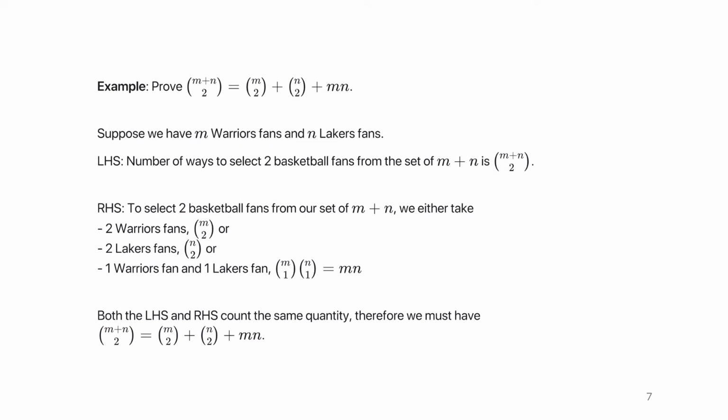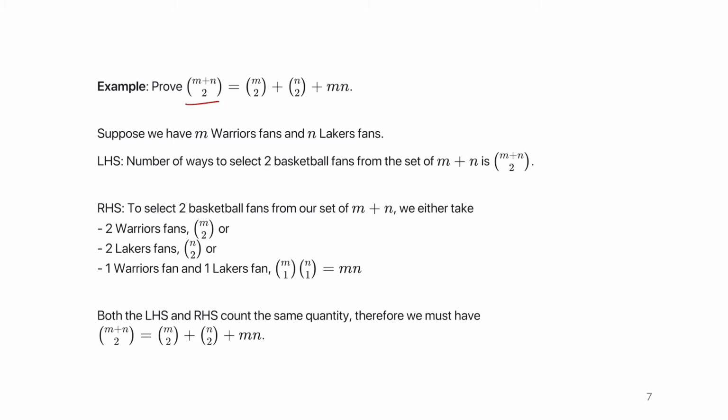And so here's another example. We want to prove that m plus n choose 2 is equal to m choose 2 plus n choose 2 plus m times n. And so the story we'll tell is, suppose we have m Warriors fans and n Lakers fans. The left-hand side is the number of ways to select 2 basketball fans from the total set of Warriors and Lakers fans. We have m plus n people. We want to select 2 of them. The total number of ways we can do that is m plus n choose 2. So the left-hand side is pretty straightforward.